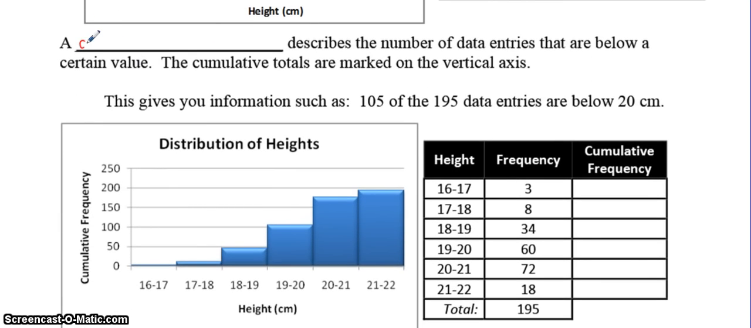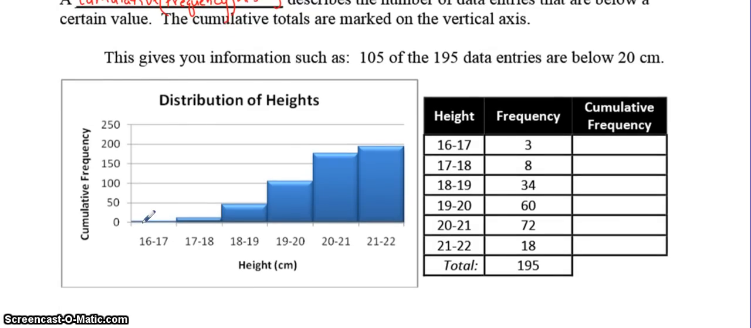A cumulative frequency histogram. Again, the word frequency may or may not be there. It might just be called a cumulative histogram. It describes the number of data entries that are below a certain value. The cumulative totals are marked on the vertical axis.